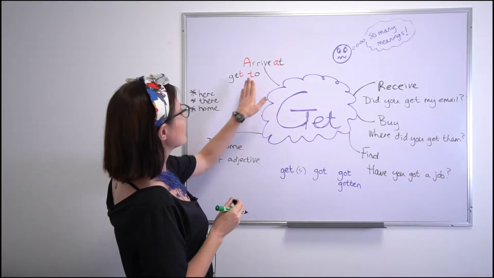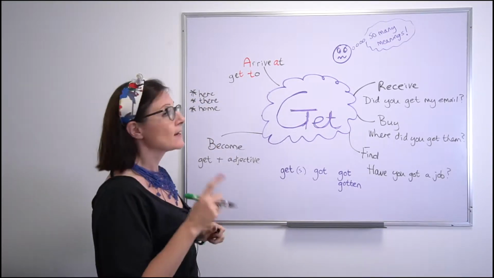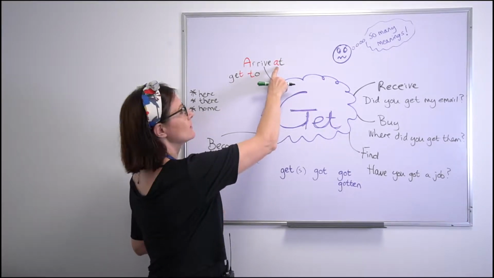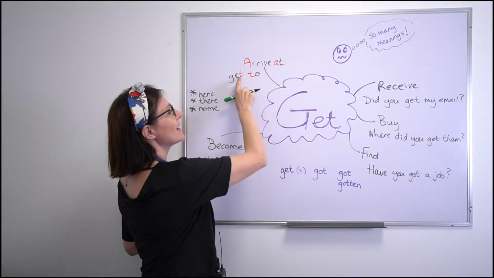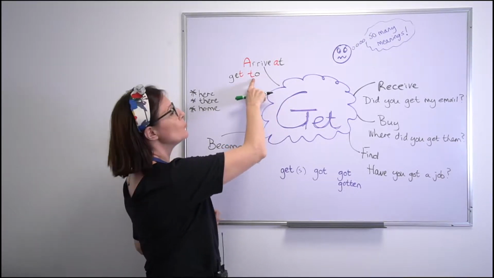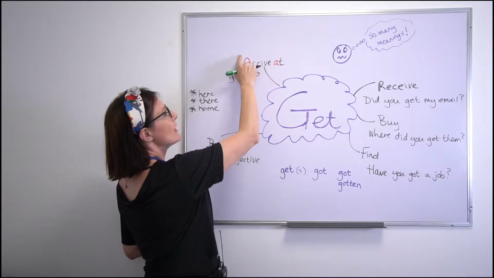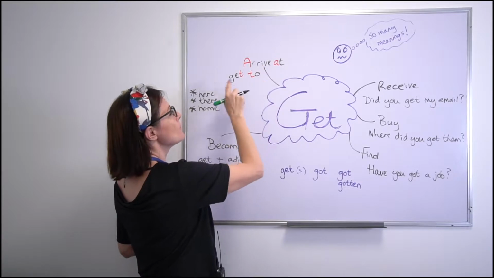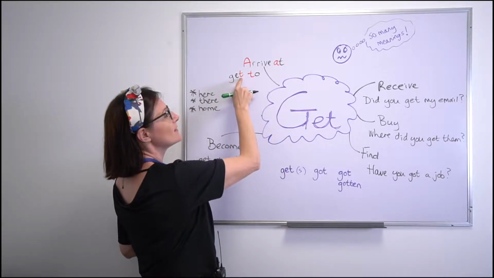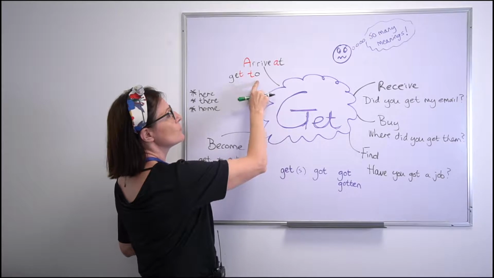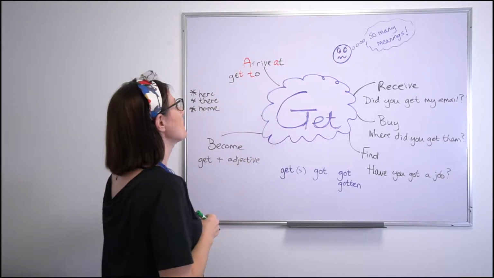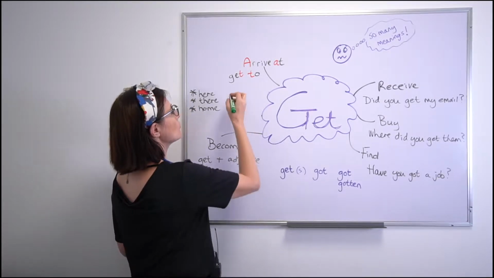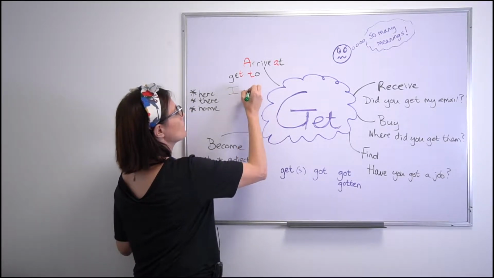Another meaning of get is arrive. There is a difference. Arrive is followed by the word at, always arrive at, and get is followed by the word to. You can remember because we have the letter A for arrive and the letter A for at, and we finish the word get with the letter T, and we use the letter T for to. That's how I remember anyway. So I arrived at the airport on time. I got to the airport on time.